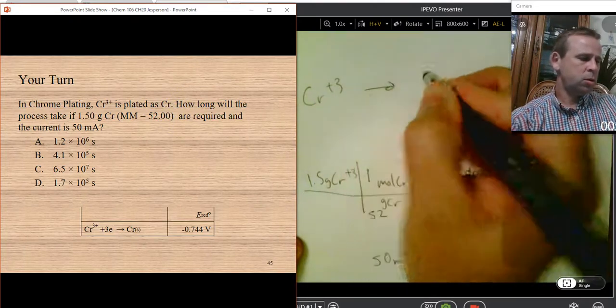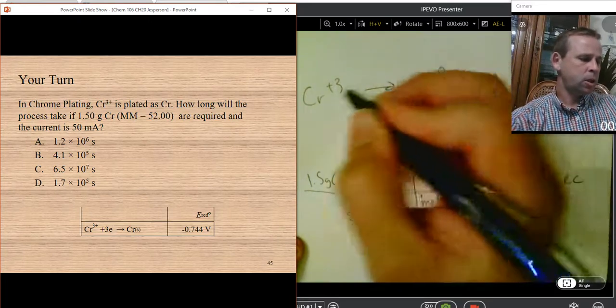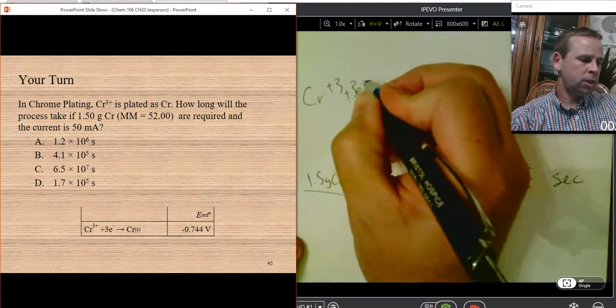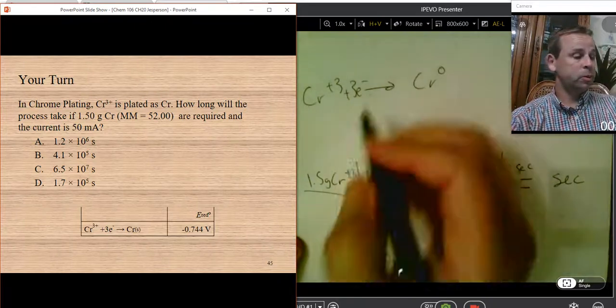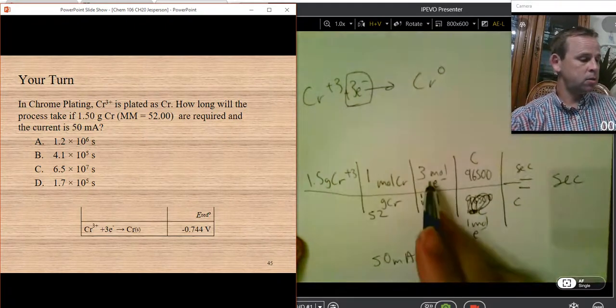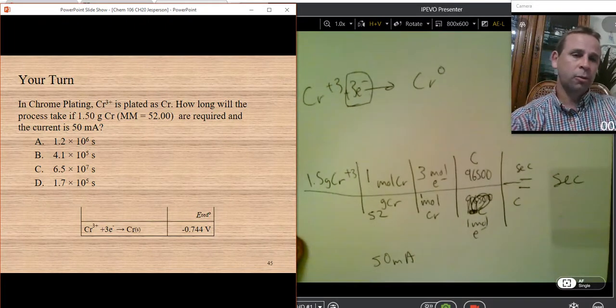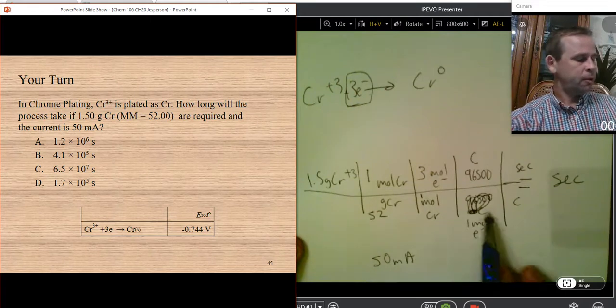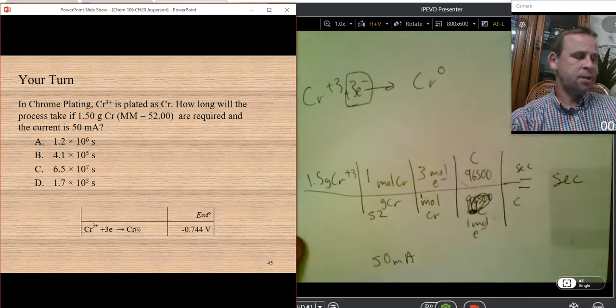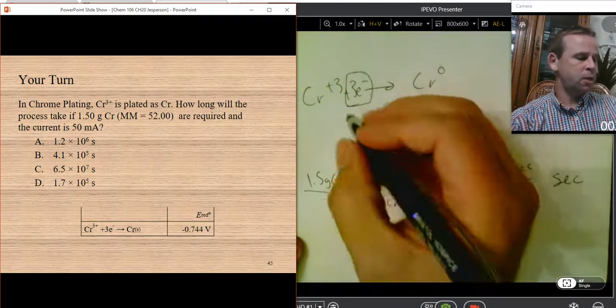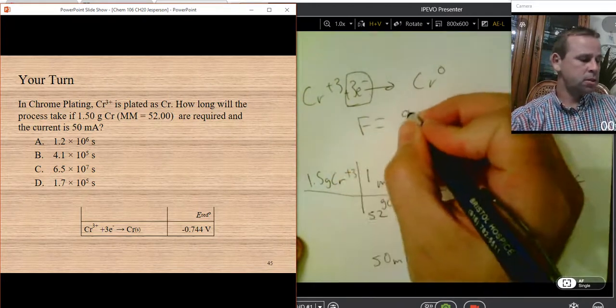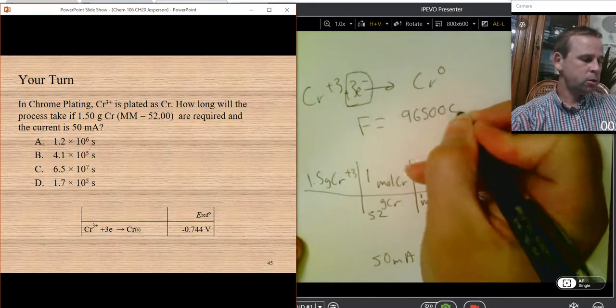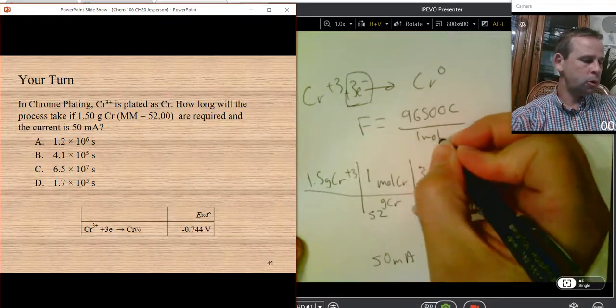Cr +3 going to the metallic form. I must be adding on 3 electrons to get that done. All right, so that's where I got this 3 moles of electrons for every mole of chromium. And then for every mole of electrons, that's 96,500 coulombs. That's Faraday's constant. Faraday's constant is 96,500 coulombs of charge for every mole of electrons.